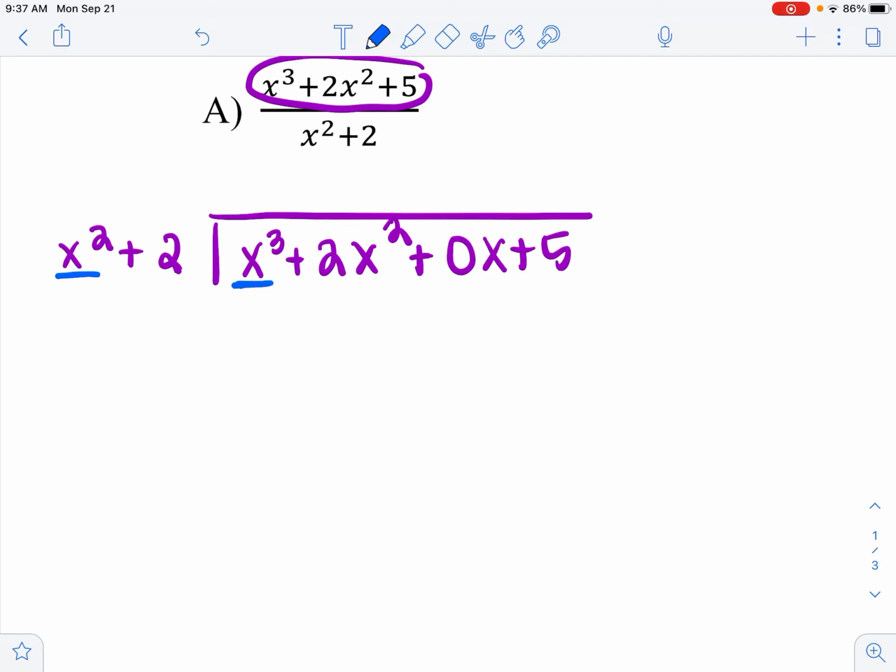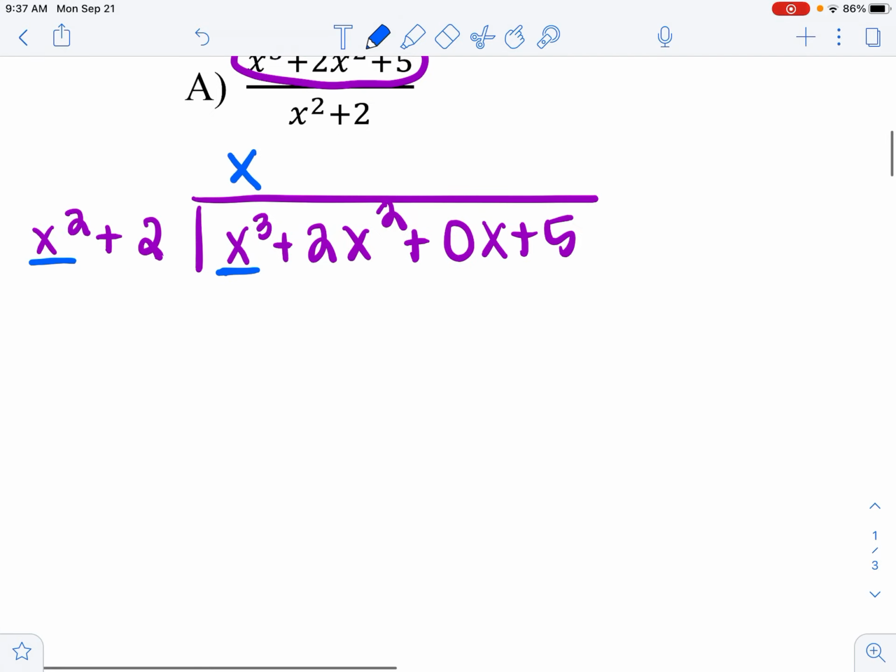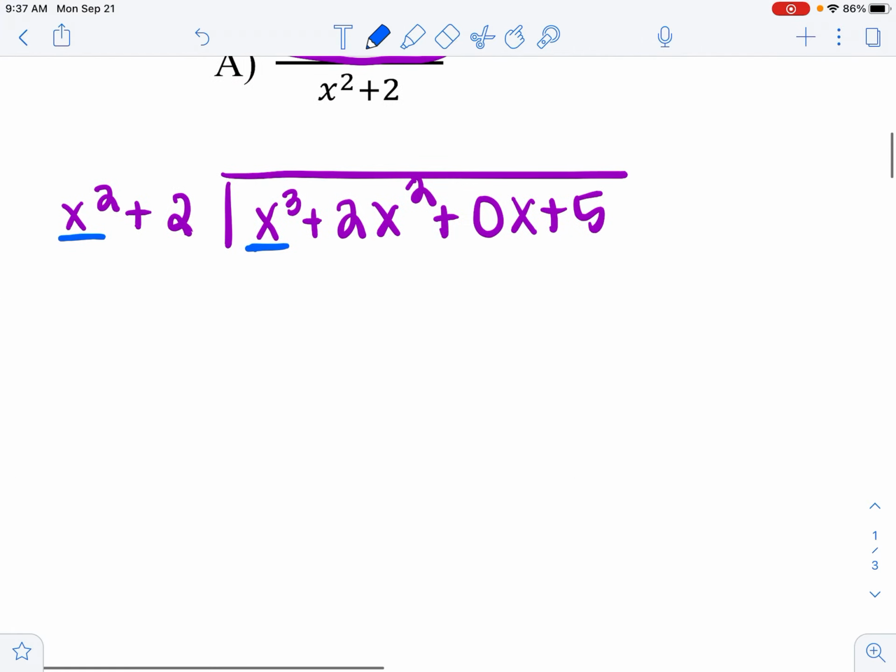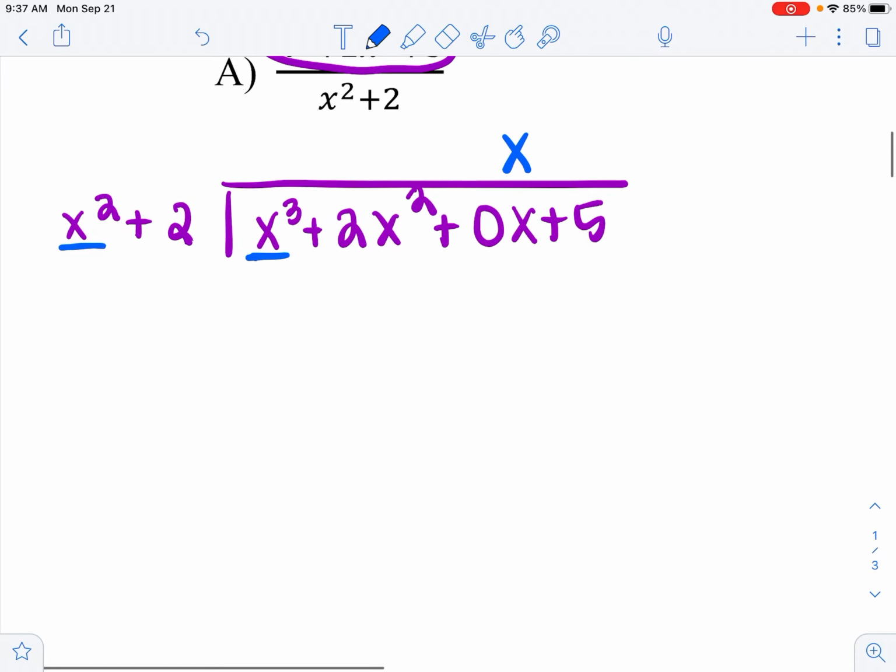So now I look and I say, okay, I'm not going to put x up here because it's x to the first power. I like to put it above the other linear term. Since it's an x to the first power, I want to put it above the other x to the first power. This is going to organize my information for me.